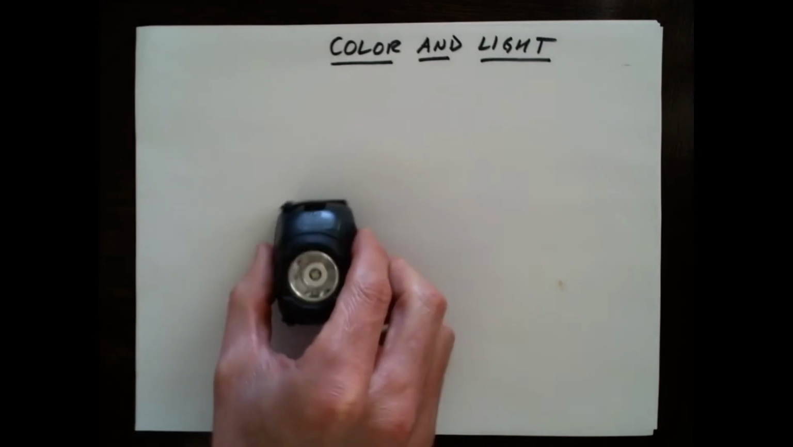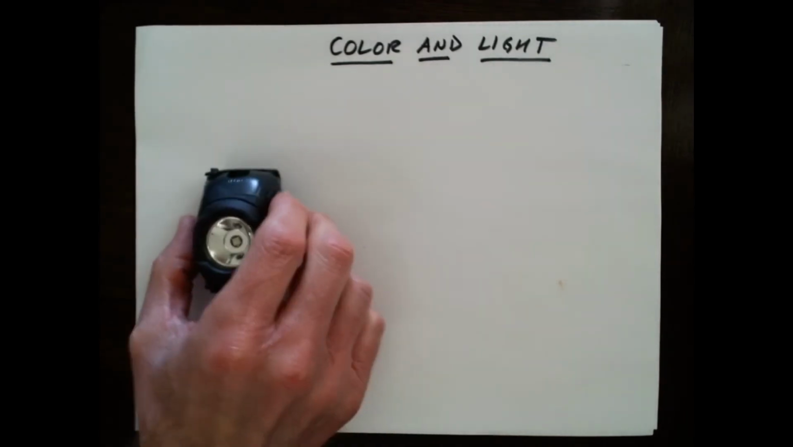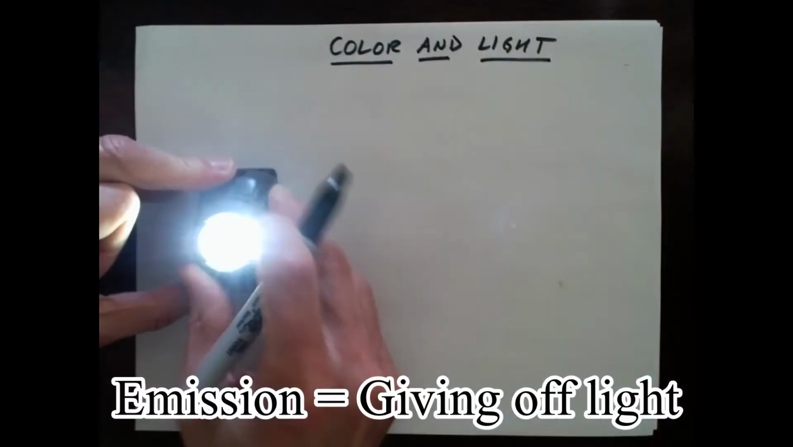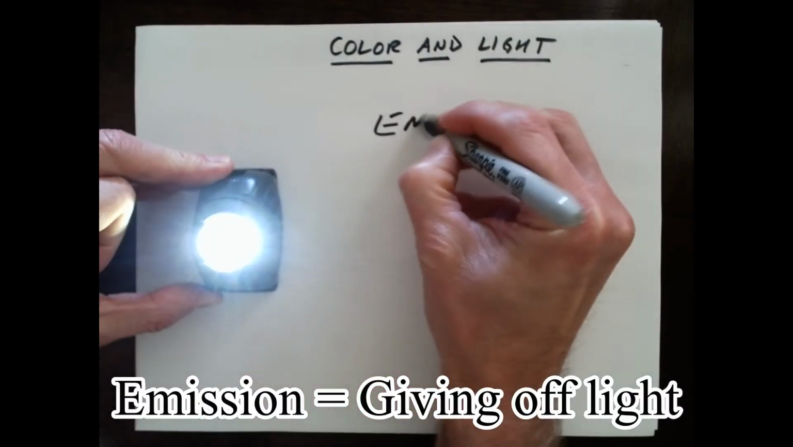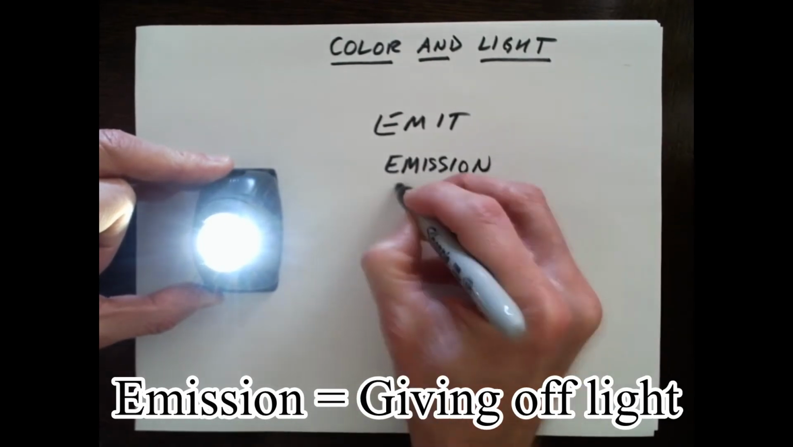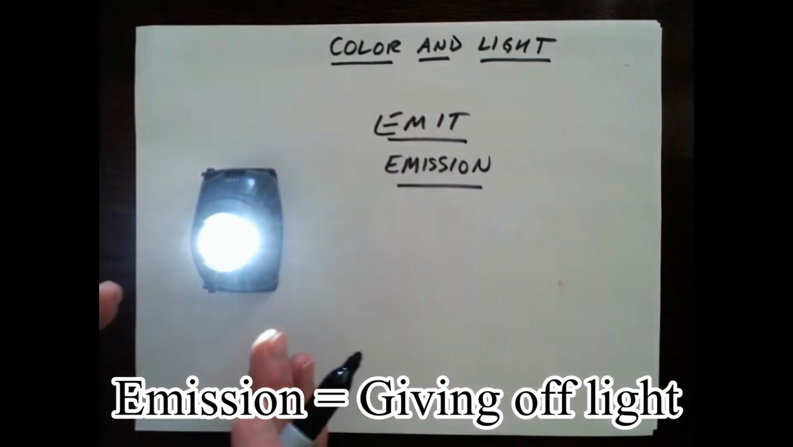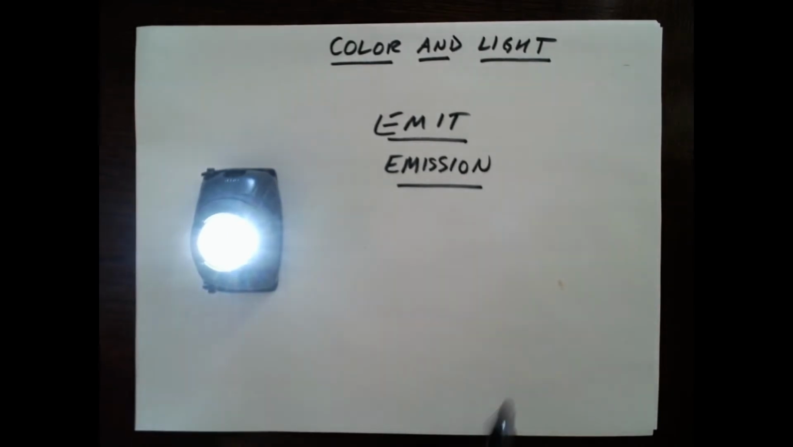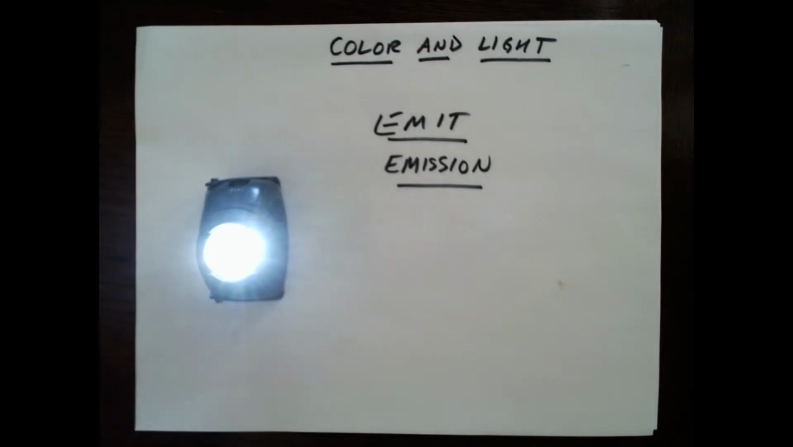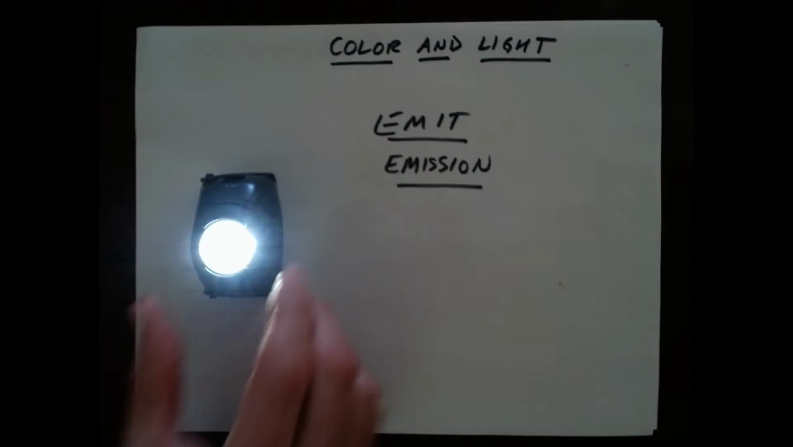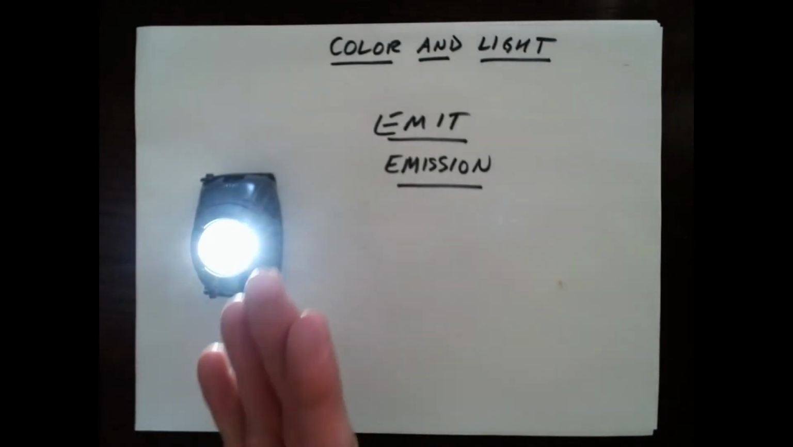First thing we're going to have to do is recognize that many sources, like this flashlight, give off light. We use the term emit, or emission, to describe things that have a certain color based on the light that they're giving off. So the sun gives off light, this flashlight gives off light, and it looks a little bluish, but overall I think we can say that this flashlight is giving off white light.